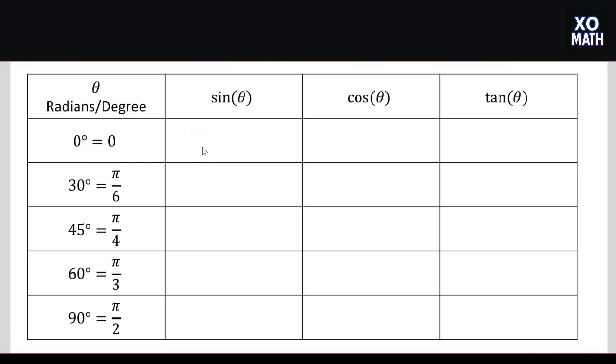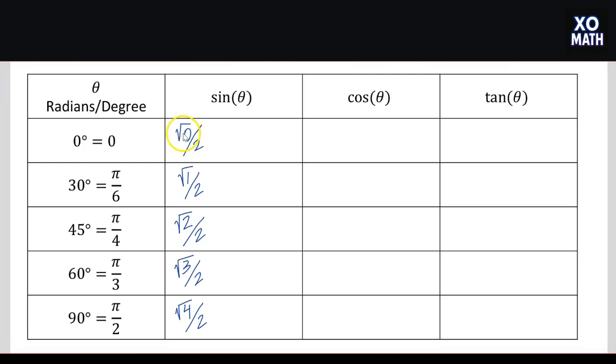We're going to start by moving down the sine column and writing the numbers 0, 1, 2, 3, and 4. Then we're going to square root each of those values, and then we're going to divide them all by 2. From here, we're going to simplify those that can be simplified.